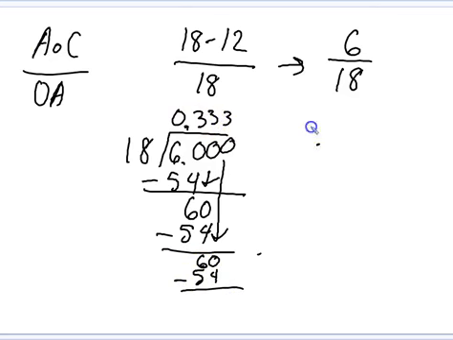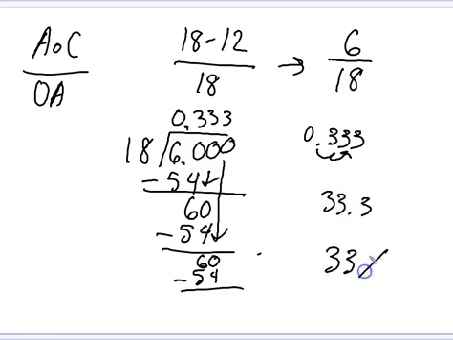I rewrite them. I take my decimal, I move it over twice. I get 33.3. They tell me they want me to round to the nearest percent. So this 3 keeps this 3 the same. Since it's 4 below, this just stays the same. I'm going to get 33% as my answer.